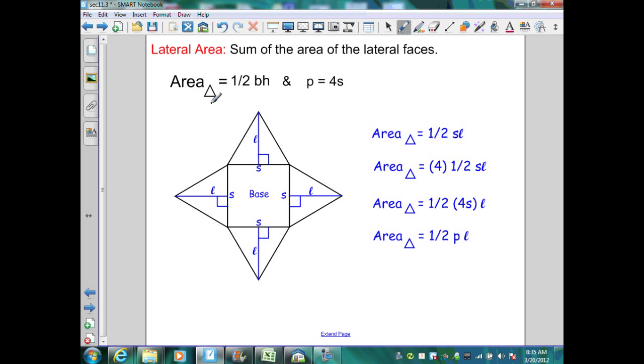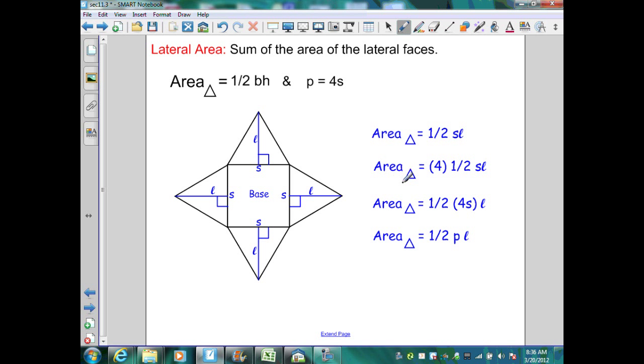Recall that the area of a triangle is 1/2 the base times the height. Here the base would be the segment of the intersection of the lateral face and the base, and the height is the slant height known as L. And we also know that the perimeter of our base is 4s, 4 times the measure of one side of my polygon. The area of this regular pyramid, therefore, would be: the area of the triangle or lateral face is 1/2 the base, which is s, and the slant height, which is known as L.